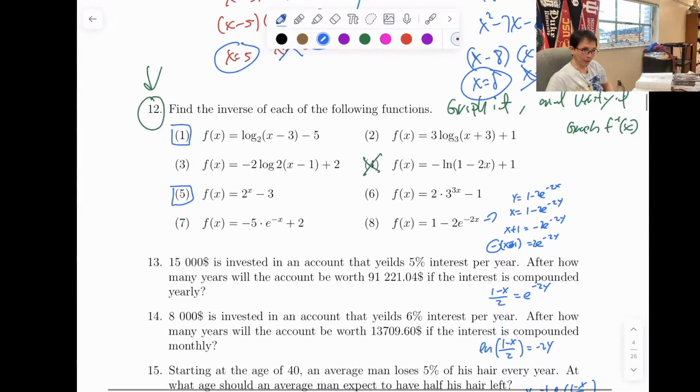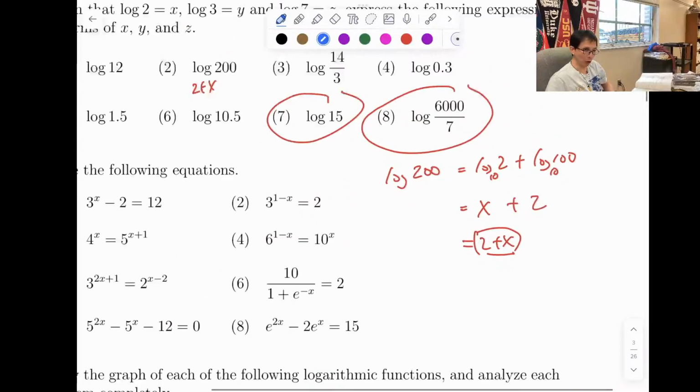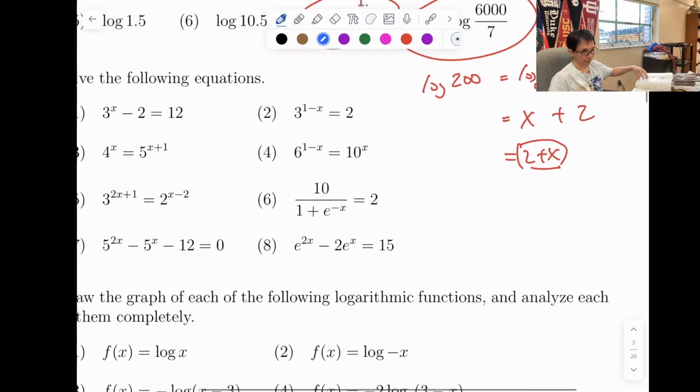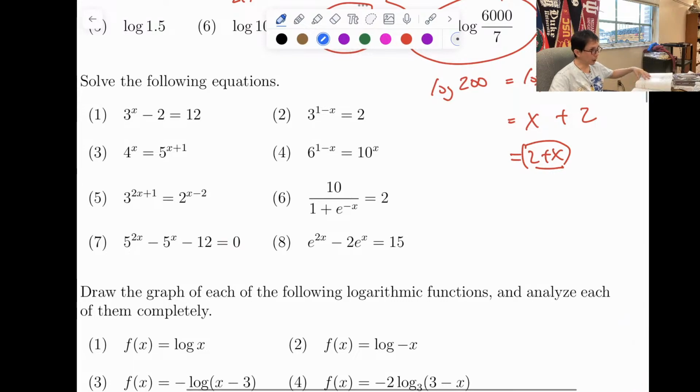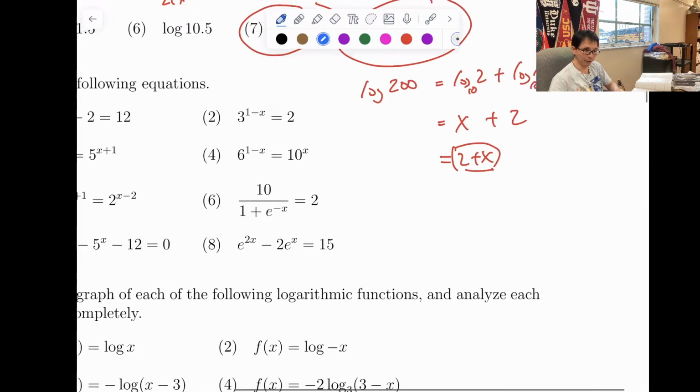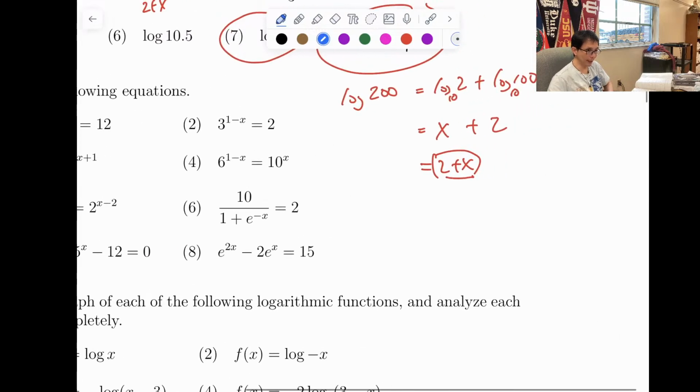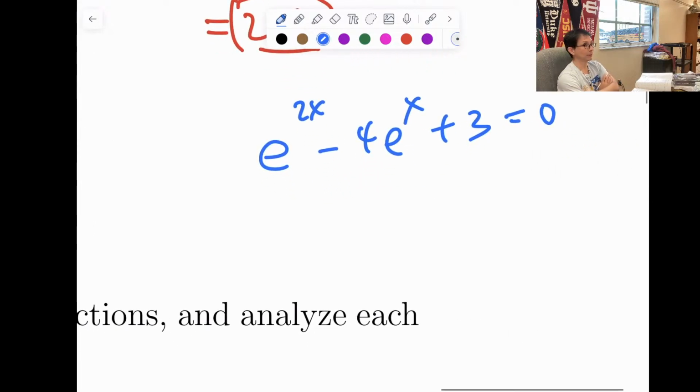Now we're going to talk about a different kind of equation. We're going to talk about some more tricky ones, like this one here. I'm going to keep a very similar question to question 8 here: e to the 2x minus 4e to the x plus 3 is equal to 0. So I have this question, I can say solve for x. Does that remind you of something?